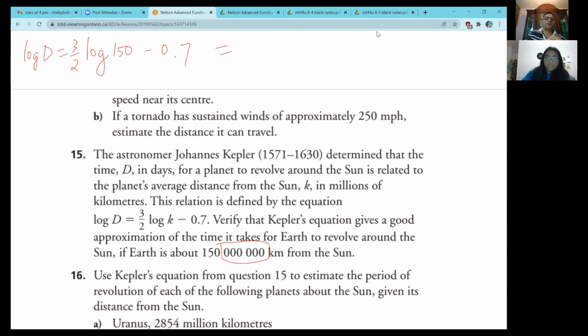Not 10 to the power of 365. Okay, we'll find d, right? First check this. What is the right hand side equal to? 3 by 2 log of 150 minus 0.7 is how much for you? One second. Log 50 minus 0... negative 0.01. Did you take minus 0.7 also from it? Yeah.